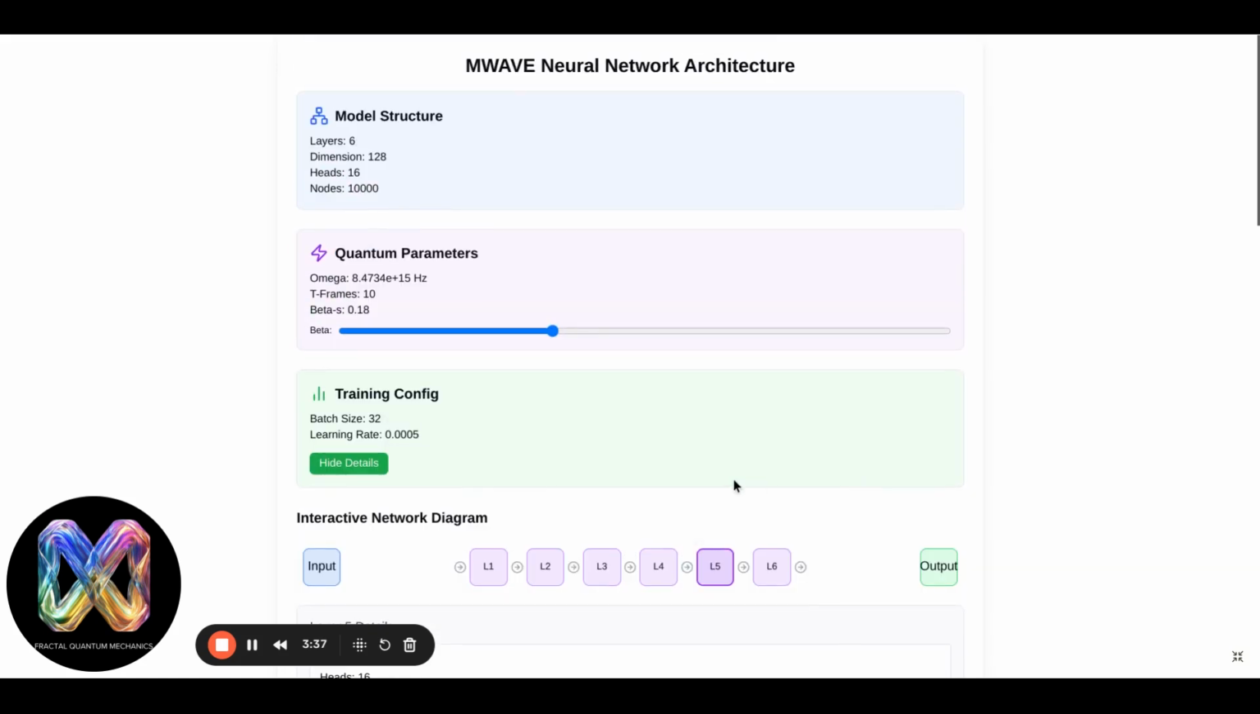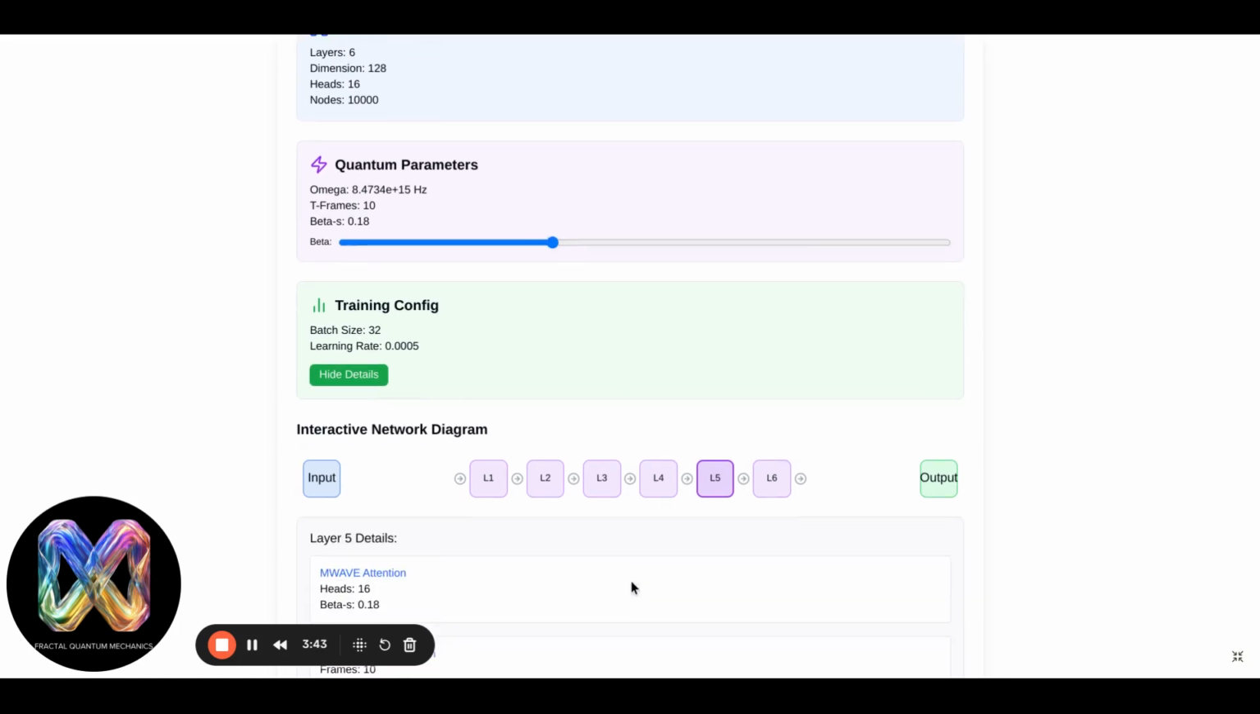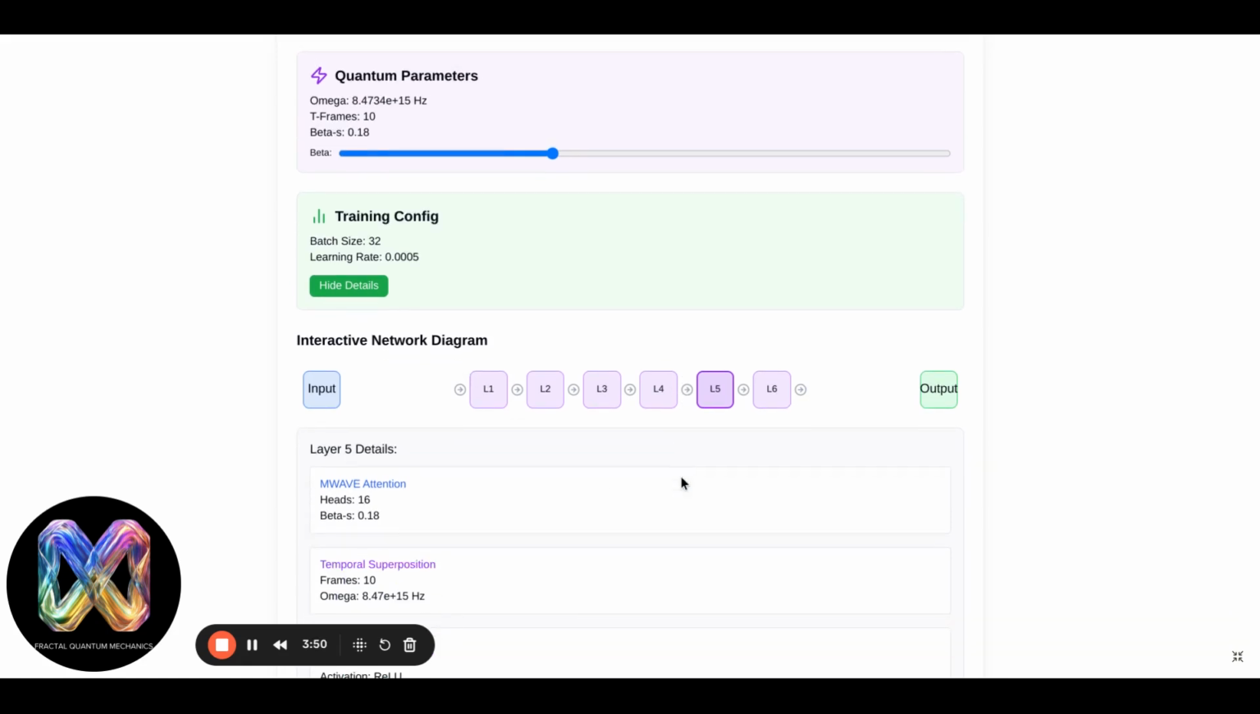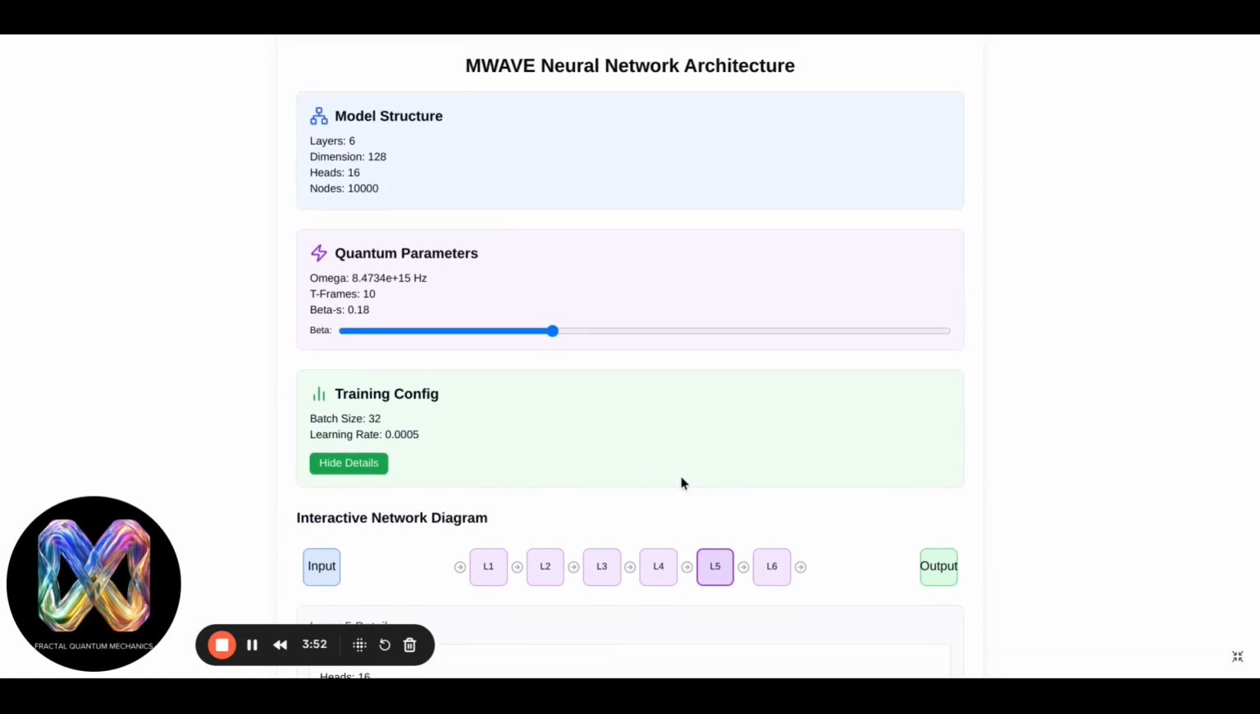So the visualization helps us understand how the MWAVE architecture processes quantum data through its specialized layers. The interactive elements let us explore how parameters like the fractal coefficient affect the model's behavior. Our early experiments show promising results for modeling complex quantum phenomena, with the coherence matrix improving significantly through training.